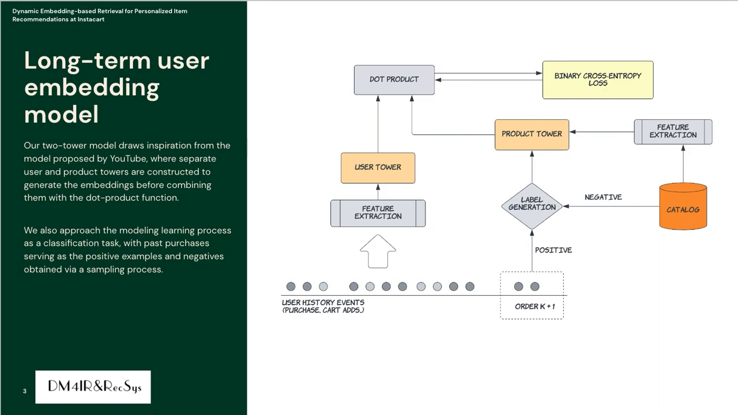Our long-term user embedding model draws inspiration from the famous two-tower models proposed by YouTube, where separate user and product towers are constructed to generate embeddings before combining them with a dot product function. We consider this learning process as a classification task, where the past purchase history serves as the positive examples, and we have a sampling process to generate the negative examples. The user tower takes input largely from the user's historical events. We'll talk about the details in the next slides.